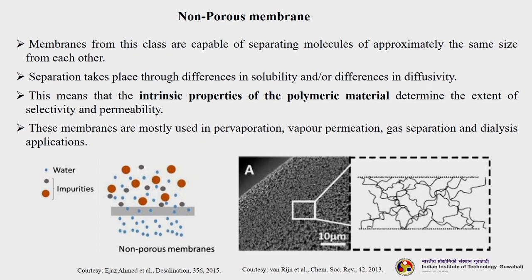Membranes of non-porous nature will separate molecules of approximately the same size from each other. That is the beauty of non-porous or dense membranes. Separation takes place by virtue of differences in either diffusivity or solubility. That precisely means the polymeric material of the membrane determines the extent of selectivity and permeability. These membranes are mostly used in pervaporation applications as well as gas separation and dialysis. You can see an FESEM image of a non-porous or dense membrane here.